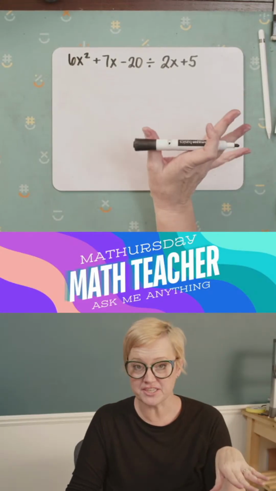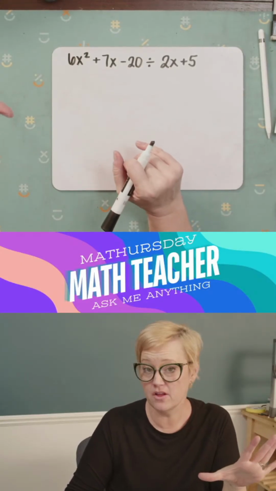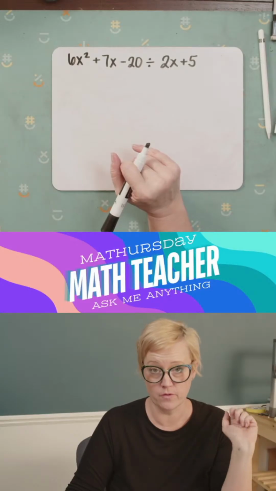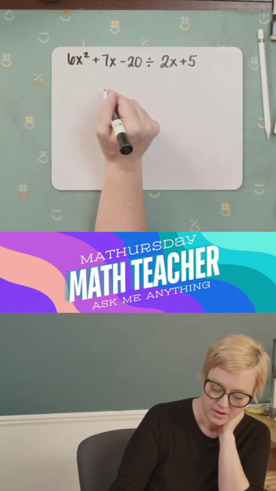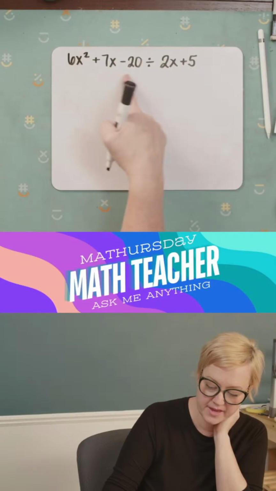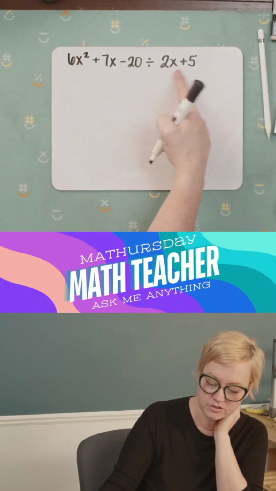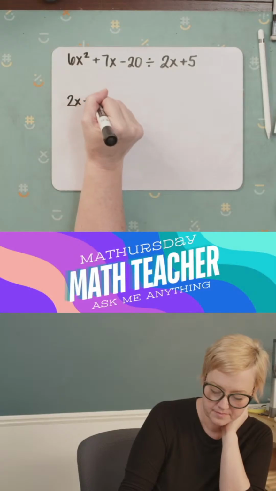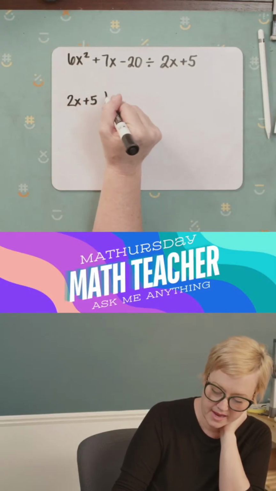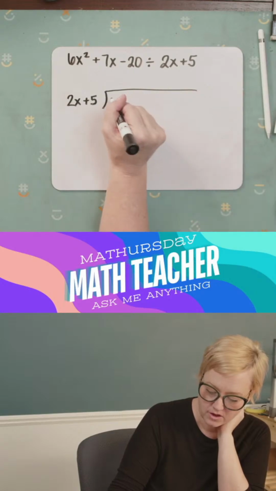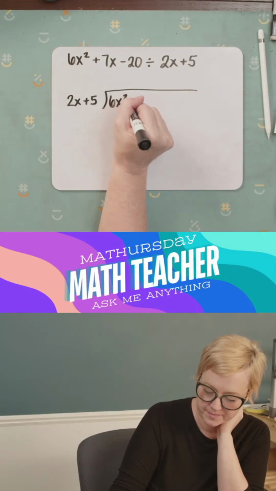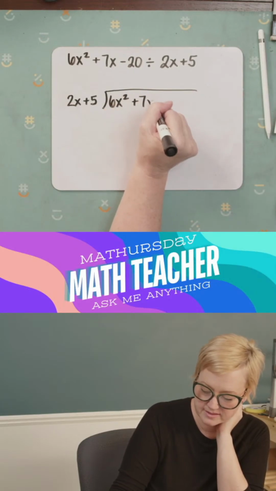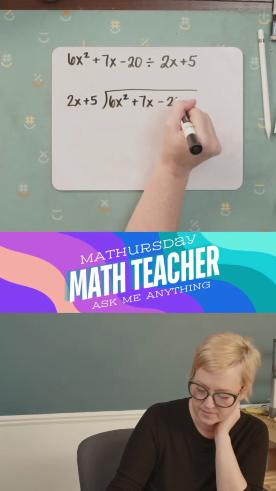All right, so long division is just like the long division that you probably learned in 4th and 5th grade. Okay, so we have this divided by this. So 2x plus 5 goes outside the house, and then inside the house goes 6x squared plus 7x minus 20.